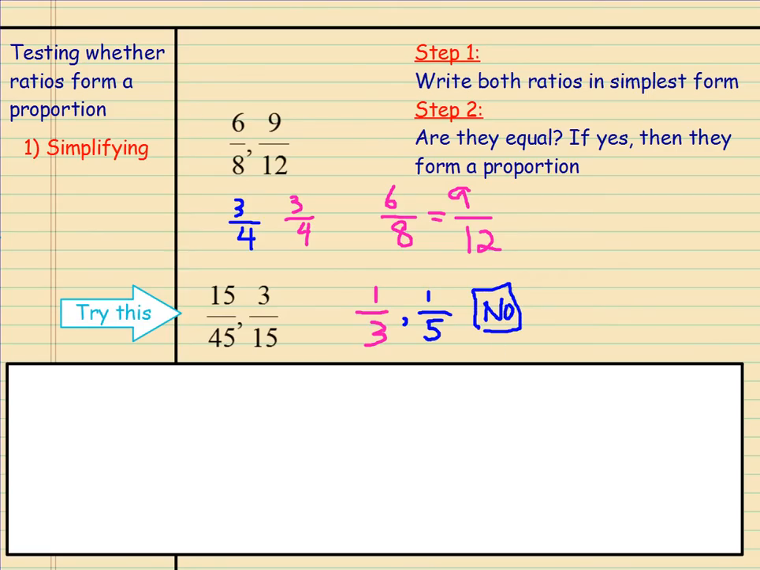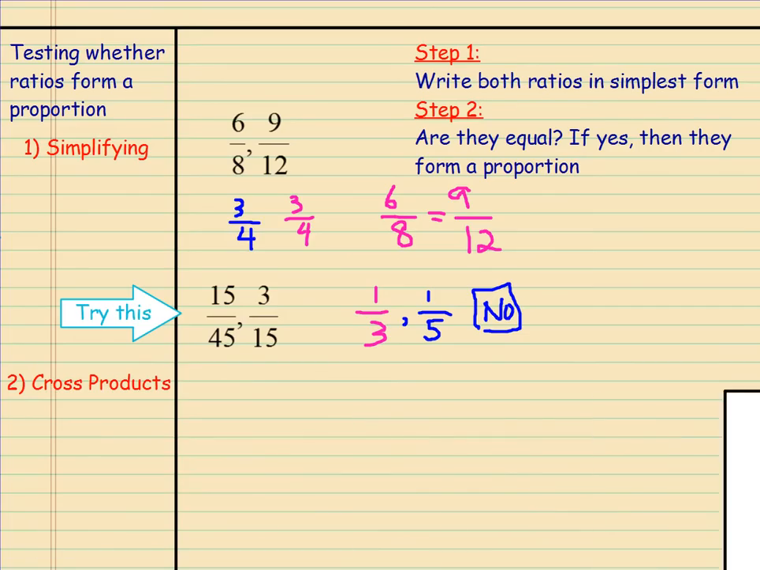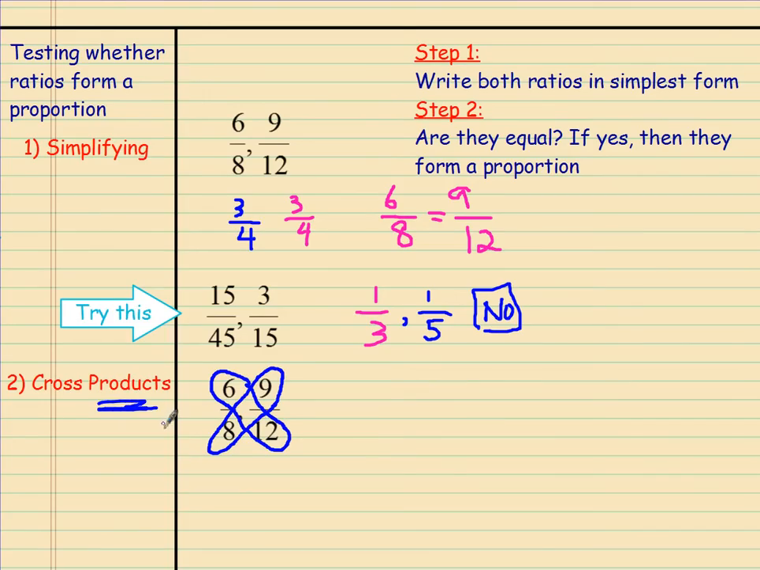Okay, on to the second method of testing whether or not two ratios form a proportion. And I'm going to use the same examples. This method is called cross products. And it looks at the cross products. What are cross products? Well, we circle numbers like this. We make a cross. Okay? And we look at the products. What does products mean? Products are the answers to multiplication problems.